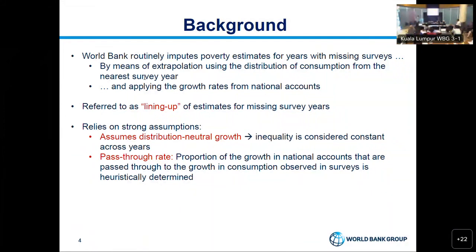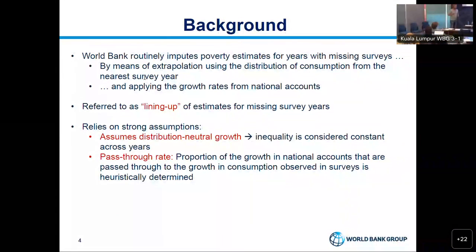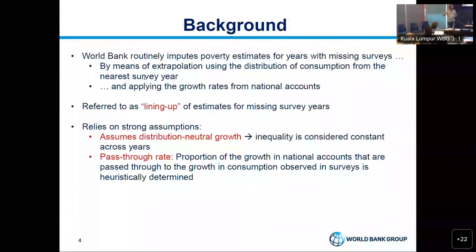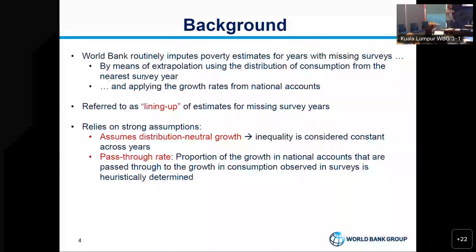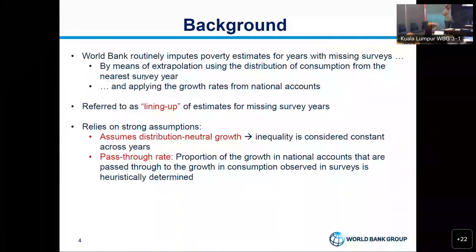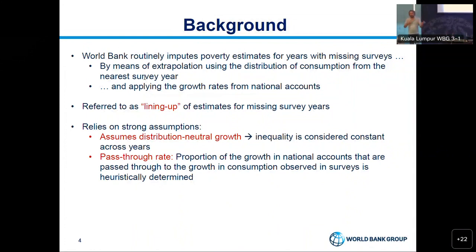Someone like the World Bank, despite the fact that surveys are typically only available every 3, 4, 5 years, still wants to monitor poverty at the global and regional level every year. Every year we update our estimates of what the global poverty situation looks like across the world. And so the World Bank is very familiar with having to adopt some kind of prediction method in order to fill in the gaps in between surveys. And that's what it calls the lining up method.